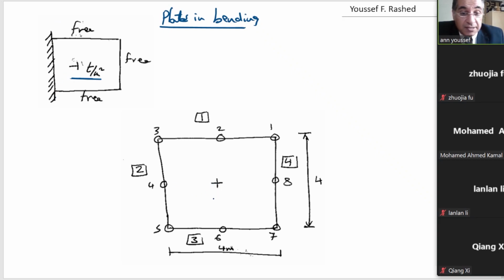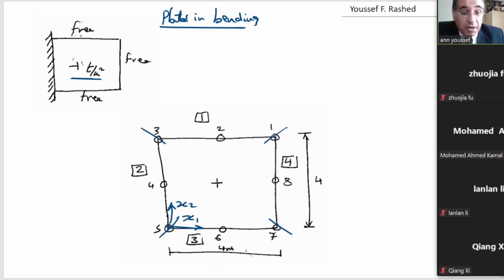I'm going to discretize this one using this as the x1 direction and this as the x2 direction, and this is my origin, and we have 4 continuous elements with these nodes. These are the extreme points. So we have 4 extreme points, and we have 8 nodes, okay, and we have 4 elements.